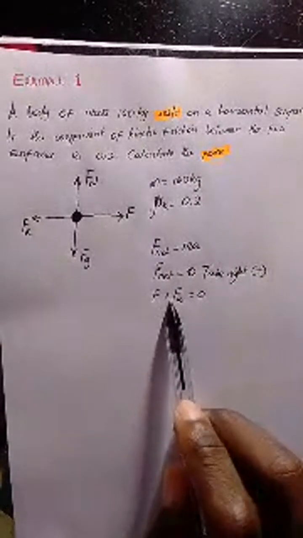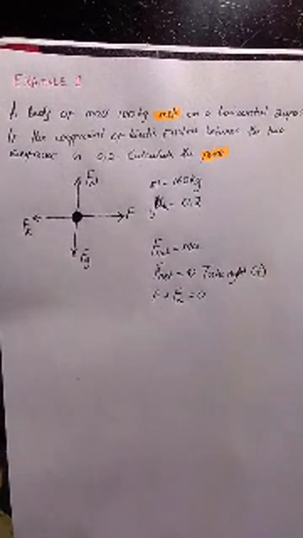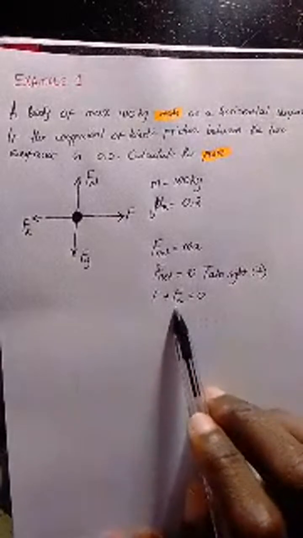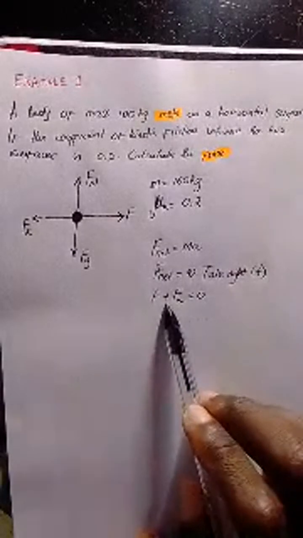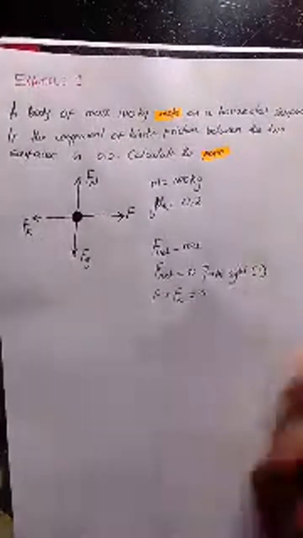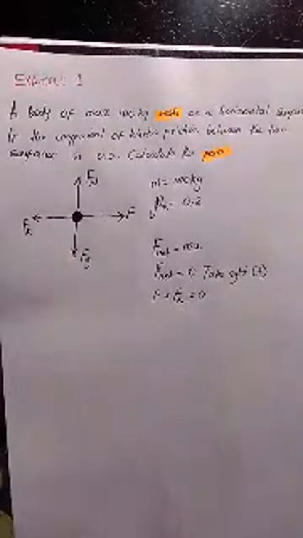Why did I put positive here? I haven't substituted. When you substitute, that's when you put your negatives and everything. But now I'm creating a formula. You must put a positive here, you must not put negative. I know that this Fk is going to the left, so it must be negative, but it will be negative when you are substituting. I hope it makes sense.